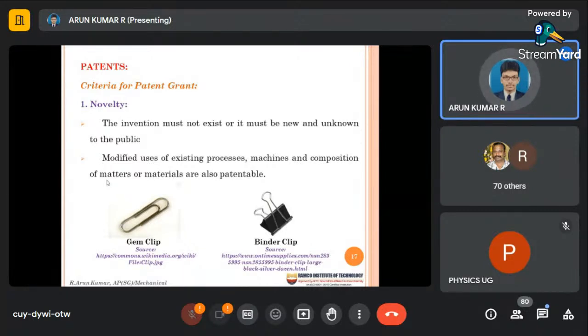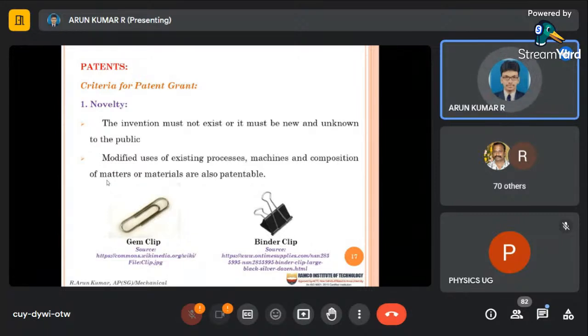Now that is a problem. To address that problem, a simple solution was introduced, which is called a gem clip. Just imagine, you can see the image of the gem clip here, right? Imagine that you are unfolding all its bends. A gem clip is just a simple straight string, isn't it? It is just a straight string.